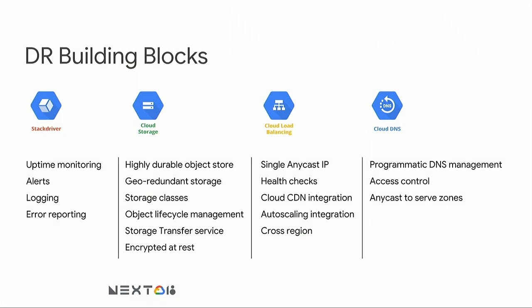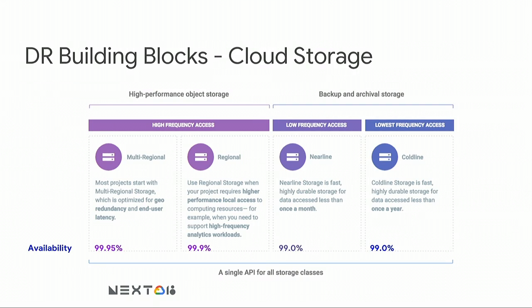Cloud DNS allows you to programmatically change DNS values. So in the event of a failover, you can get it, with an automated failover script, to automatically change the records to point elsewhere. So Cloud Storage has a number of storage classes. Nearline and Coldline are particularly suited for DR scenarios.